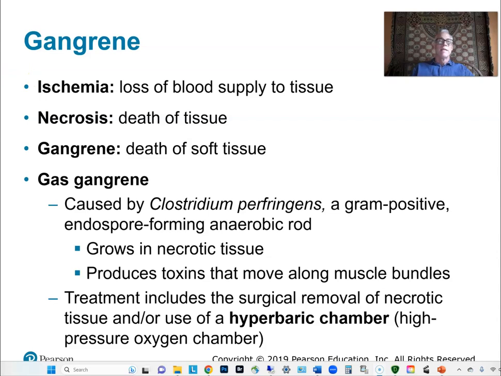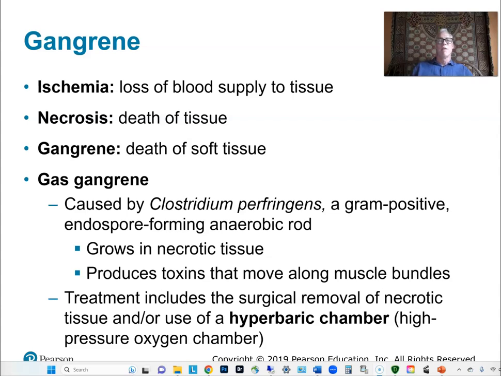Gangrene. Gangrene is basically rotting of your tissues before your eyes. It's allowed to occur because of ischemia, loss of blood supply to a tissue. That's what ischemia means, or insufficient blood supply. And when the tissue starts to die, that's called necrosis. And when you have necrotic tissue, it's like leaving meat out on your counter. It's just gonna rot. Bacteria are gonna get in there and start to gobble it up.